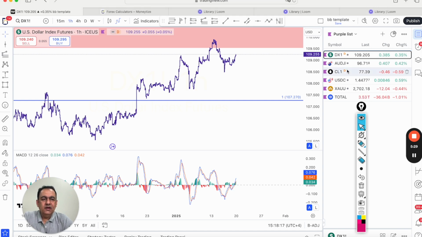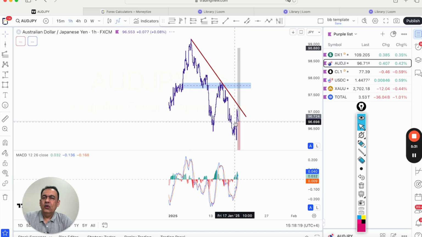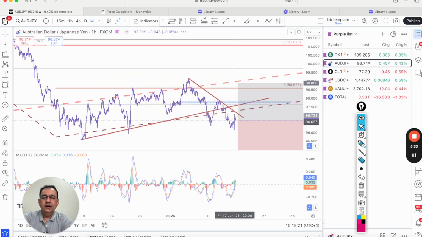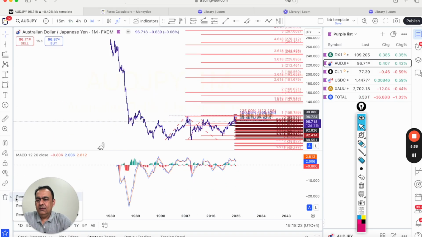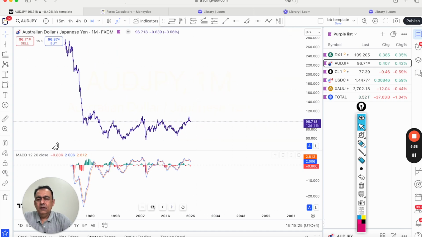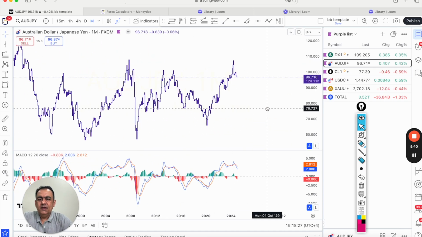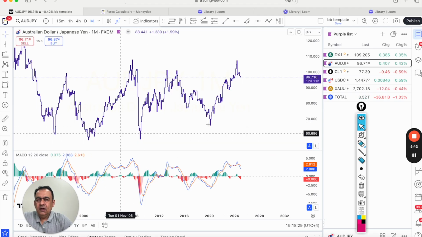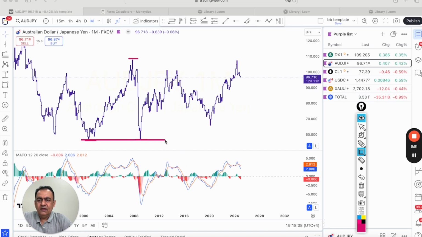The next instrument is Australian dollar versus Japanese yen. I'll explain the setup from the monthly chart. So here I'm going to zoom in, and based on monthly time frame, I'm going to select the lowest point. So here we have taken the lowest point of the monthly frame, then the high, and then the next higher low, which is almost like a double bottom here.